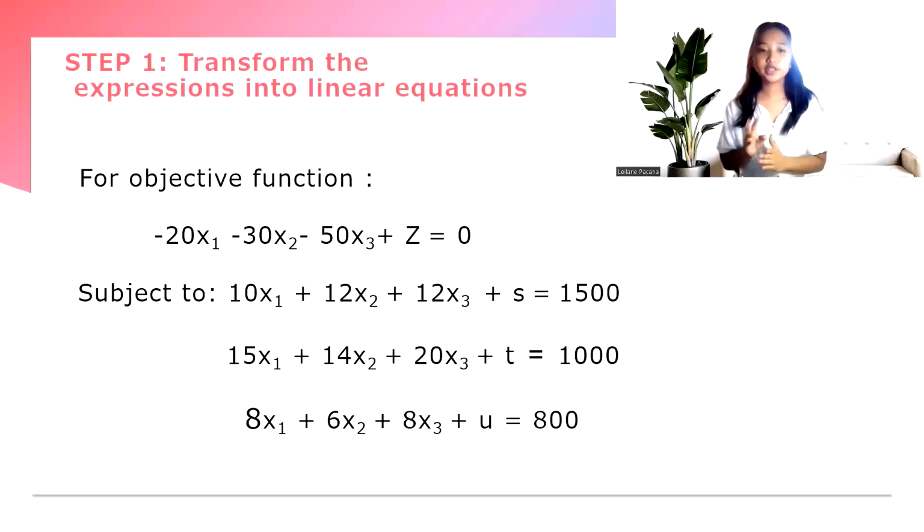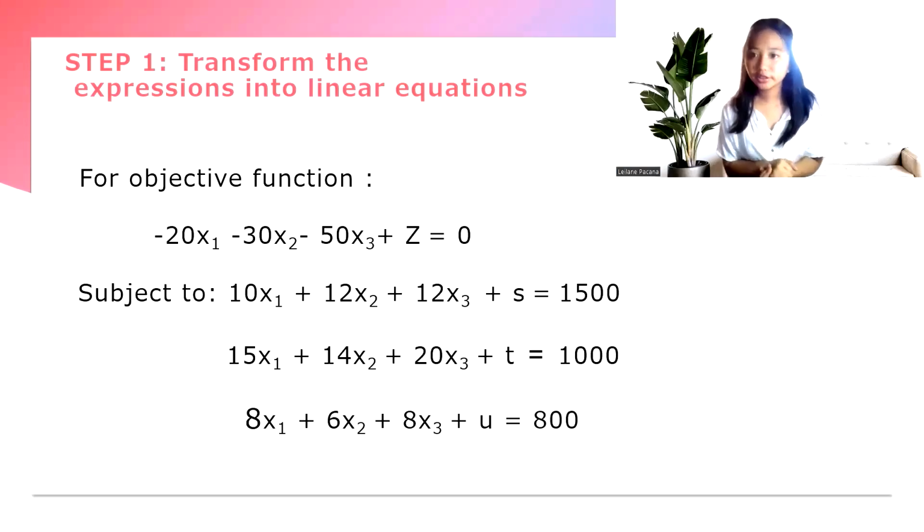For our second constraint, it's 15x sub 1 plus 14x sub 2 plus 20x sub 3 plus t. Our t here is our second slack variable. We cannot use the first slack variable because it is intended for our first constraint. So now we will be using t. The letter t here is our second slack variable, and it is equal to 1,000.